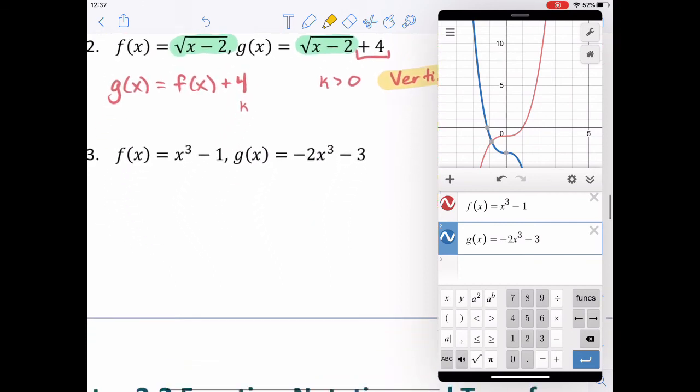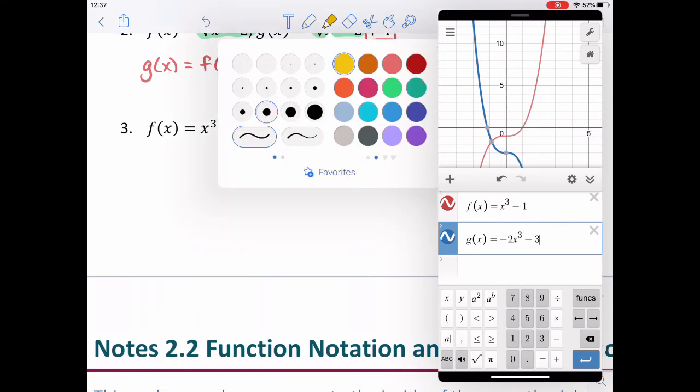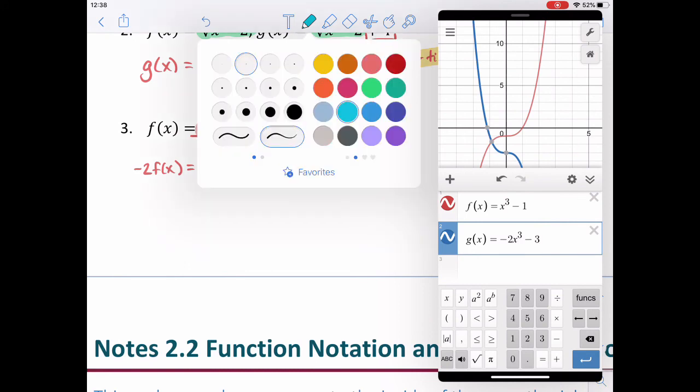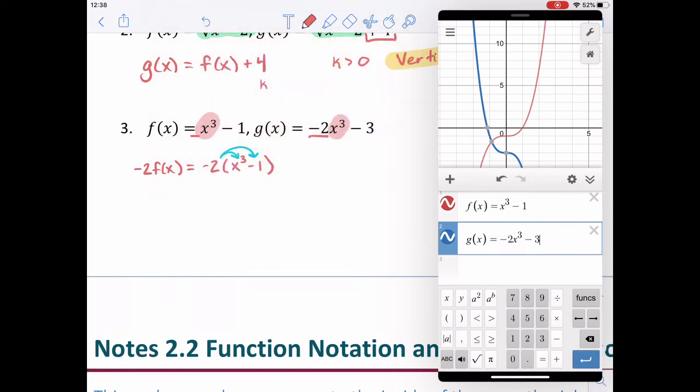So let's think through this one. This one we can't as easily just highlight all of f of x in g of x. But I do see this cubed. Over here it has no coefficient, and here it has negative 2. So we've probably multiplied f of x by negative 2. So let's figure out what negative 2 f of x would be. It's going to be negative 2 times x cubed minus 1. Remember, it's got to go in parentheses. Then we have to distribute. And so this is actually negative 2x cubed plus 2.